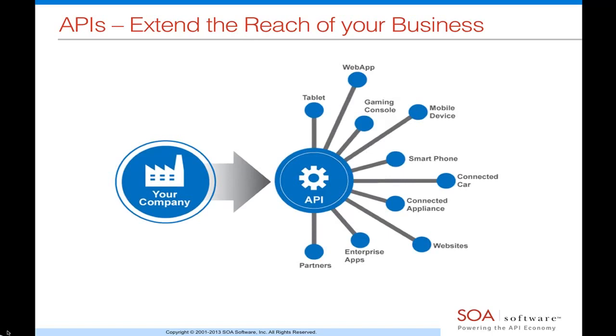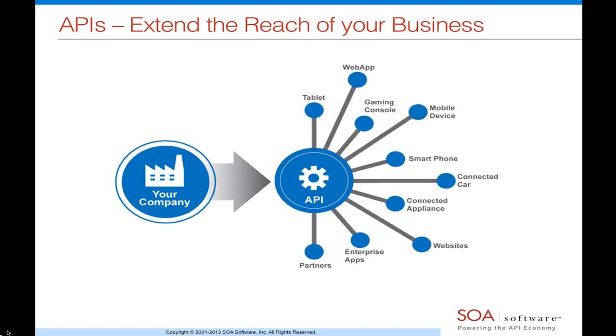So as a company, you expose your products and services as APIs and make them available to customers irrespective of where they're accessing them from: tablets, web apps, gaming consoles, smartphones, connected devices like appliances or connected cars, websites, or partner applications. Now, as your applications become more open through APIs, which is an essential thing your business needs to do, it's also exposing the surface area for attack. Through programmatic interfaces, it's becoming much easier for anybody with malicious intent to come in and compromise your API.